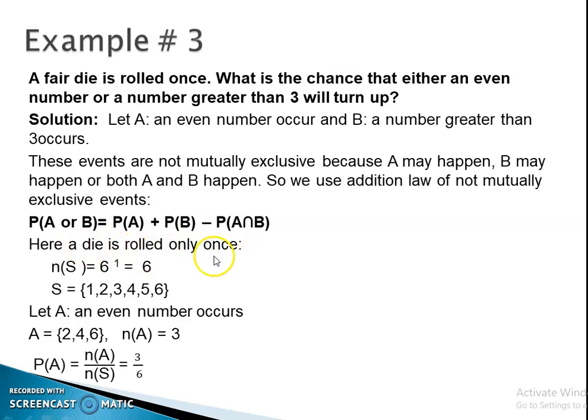Here a die is rolled only once, so number of sampling points in the sample space are 6. Sample space will consist of 1 dot, 2 dots, 3, 4, 5 and 6 dots. Let A denote an even number occurs, then A consists of 2, 4 and 6. Number of sampling points in A are 3. Probability of A is number of favorable outcomes to the event A divided by total possible outcomes, which is 3 by 6.